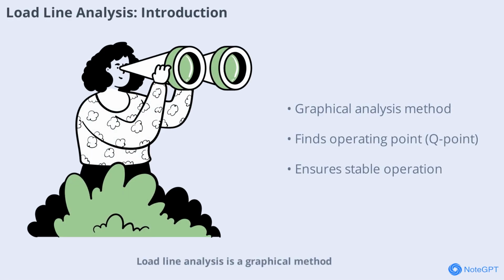Load line analysis is a graphical method used to analyze and design transistor circuits. It helps determine the operating point, or Q point, of a BJT in a given circuit. By plotting the load line on the output characteristics curve, you can visualize how the transistor will behave under different conditions. This technique is essential for ensuring stable and predictable circuit operation.